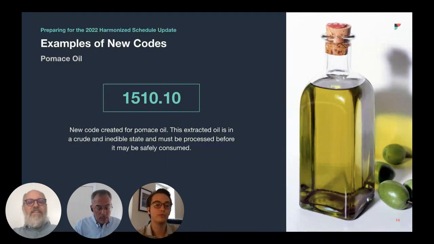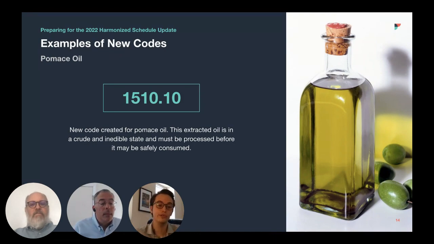And so olive oil producers in Spain, in Greece, in Italy, in the United States pushed very hard to have a new provision for Pomace oil created. So 1509 is where olive oil is going to live, both now and going forward, but 1510 is going to be the new home of Pomace oil. So this is very low grade, very cheap, not very high quality.